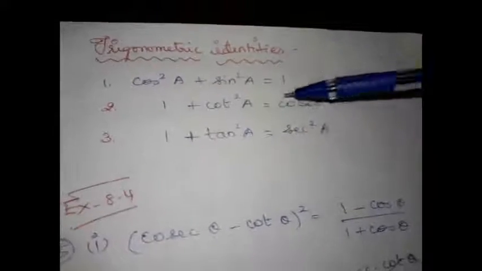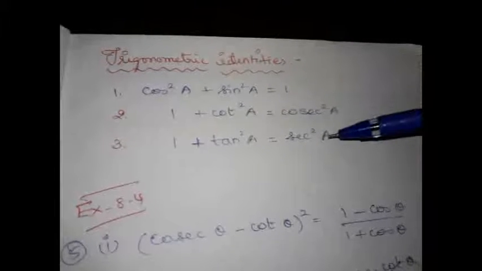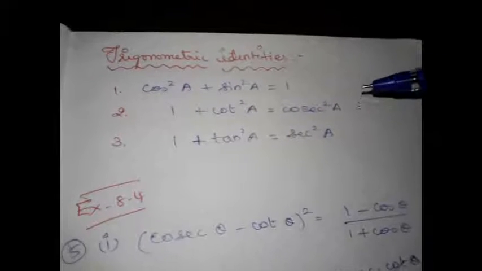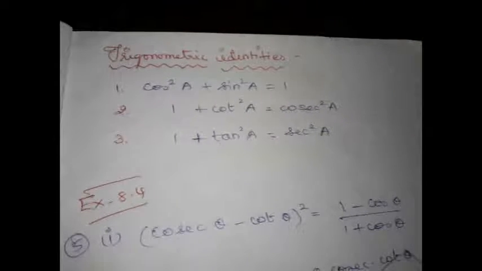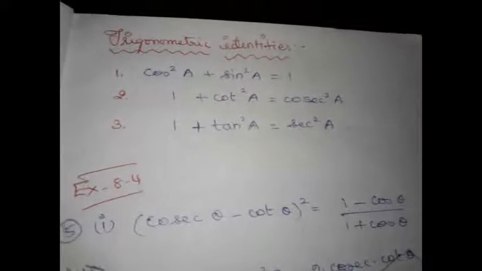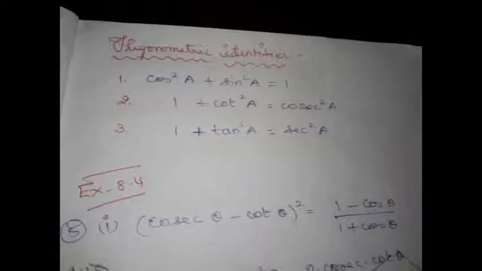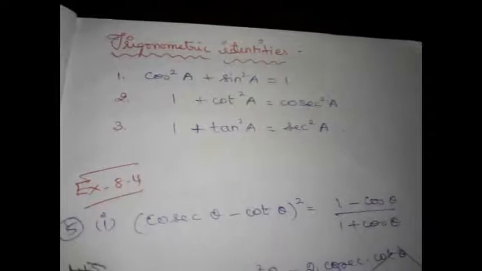Now your second identity is 1 plus cot square A is equal to cosec square A. The third identity is 1 plus tan square A equal to secant square A. You have to remember all these 3 basic identities, right? Now let us see how we can solve problems using these identities. Your first question, randomly I am solving a few problems for you.